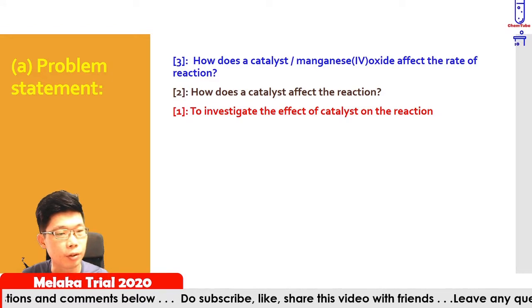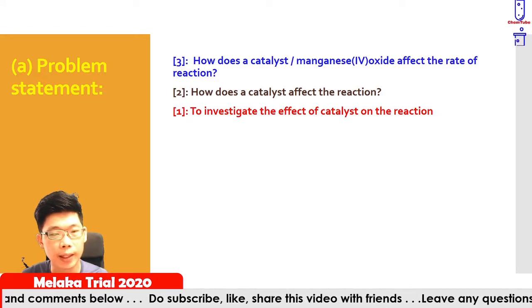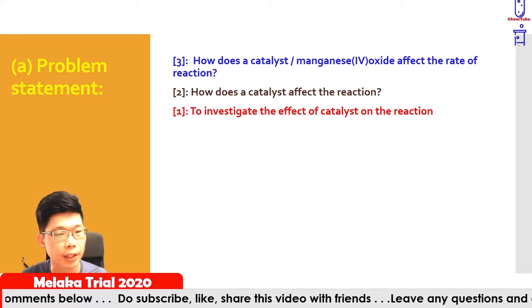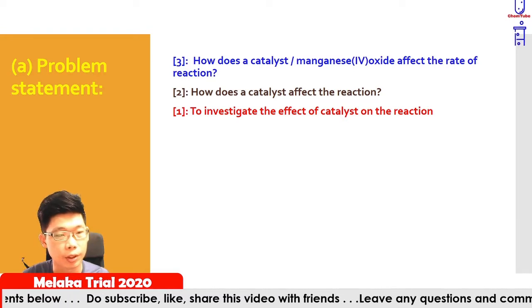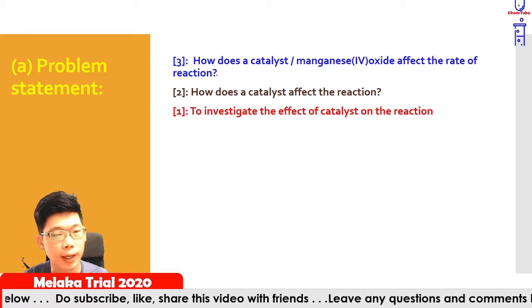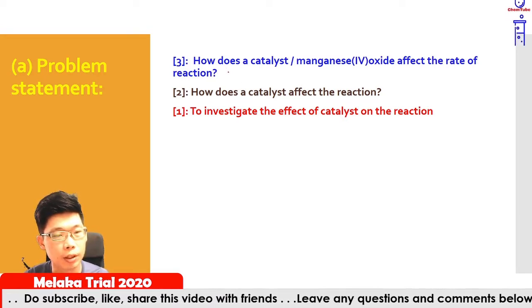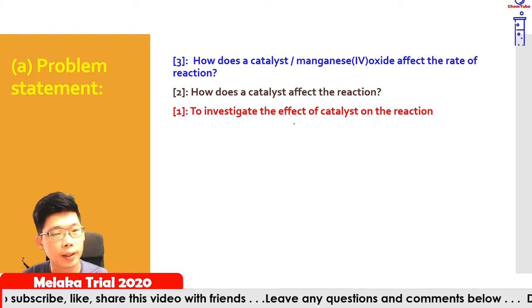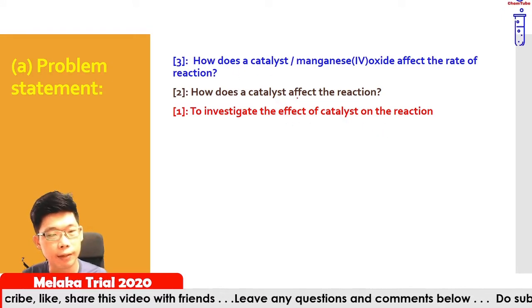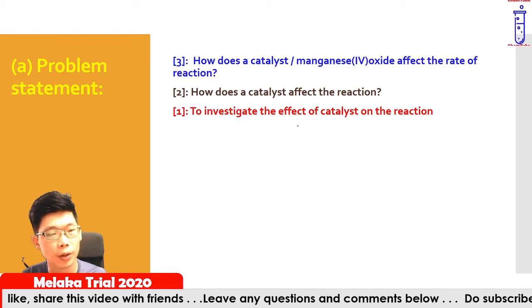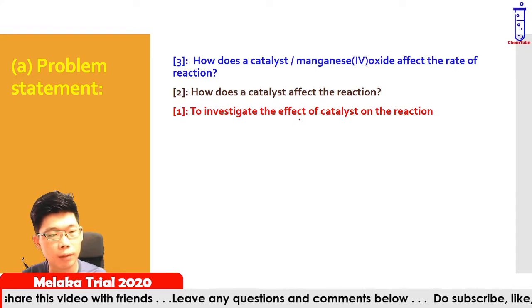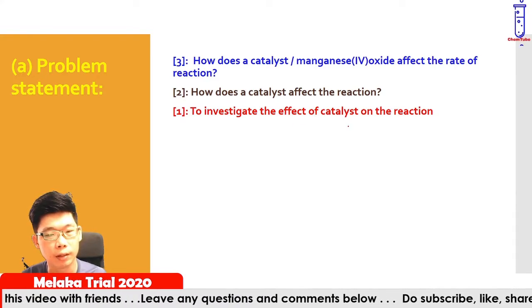Okay, so first, problem statement. For score 3: how does a catalyst or manganese oxide affect the rate of reaction of the hydrogen peroxide? You can add in decomposition of hydrogen peroxide. Then score 2: how does a catalyst affect the reaction? Or score 1: to investigate the effect of catalyst on the reaction.